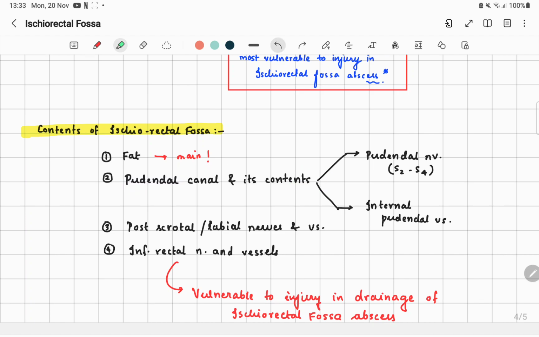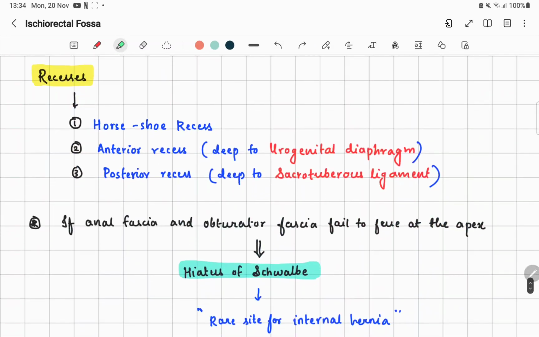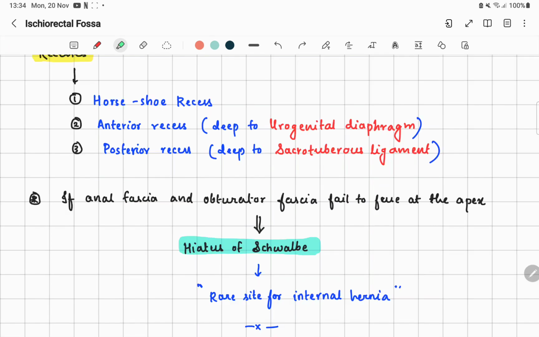Then the ischiorectal fossa contains the pudendal canal, so it contains all the contents of the pudendal canal: the pudendal nerve, the internal pudendal vessels, the posterior scrotal nerve and vessels, and the inferior rectal nerve and vessels. Okay, talking about recesses, what are the three recesses? We have a horseshoe recess, or anterior recess, and a posterior recess. Okay, three recesses are there.